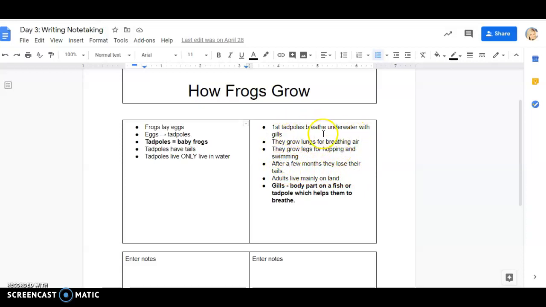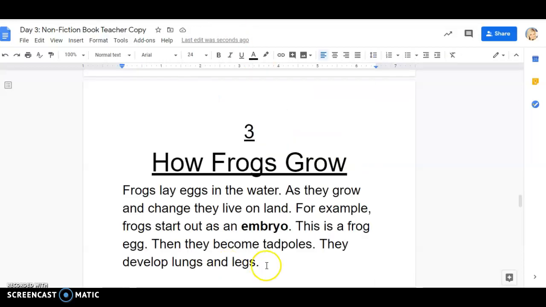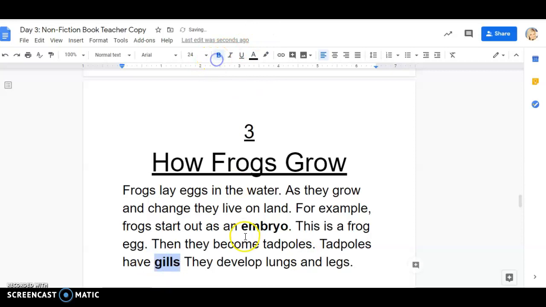I'm going to actually add this part on there. I like the tadpole breathes underwater, then I can add gills. Tadpoles have gills. I'm going to make that bold. So as you see, it's okay if you go back and add more sentences. So I made this sentence first, and then I'm like, wait, I wanted to add more.